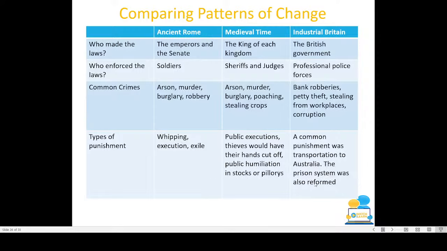And then finally the types of punishment. So a common punishment was transportation to Australia. Okay, so that was one, and then we also look at how the prison system was reformed, okay? So the types of punishment are now used as a way of improving the person who offended, and not just as a way of completely deterring them from crime, okay? It's not just a deterrent from crime now, it's also used to improve people. Executions are obviously, so hanging is much less common as well at this time. So that will bring us on nicely to our final one now.